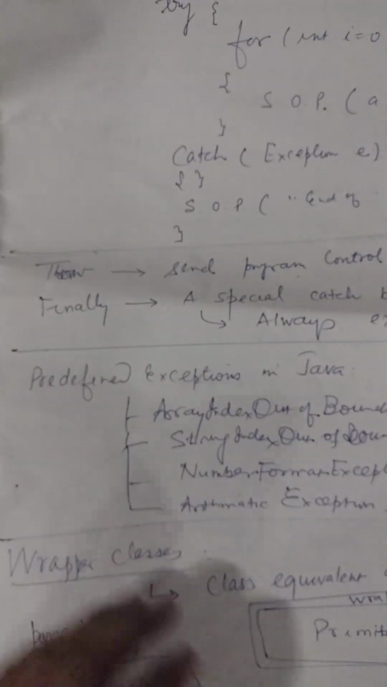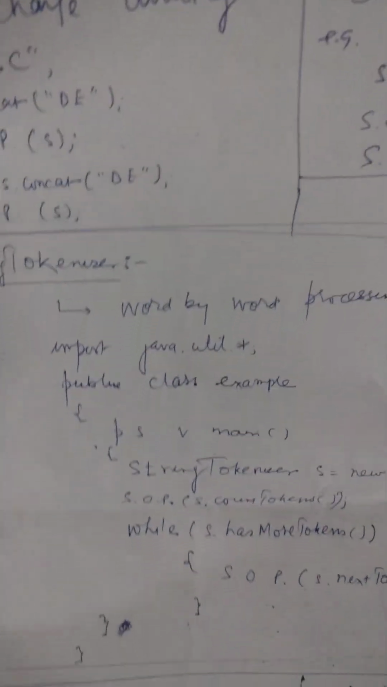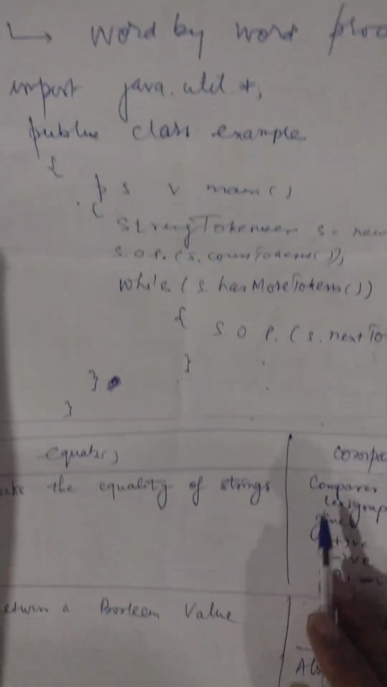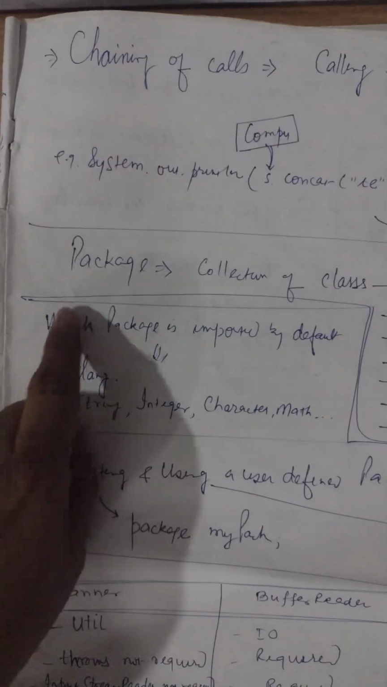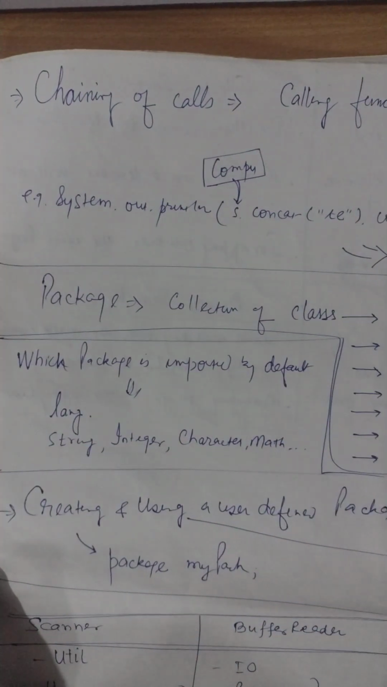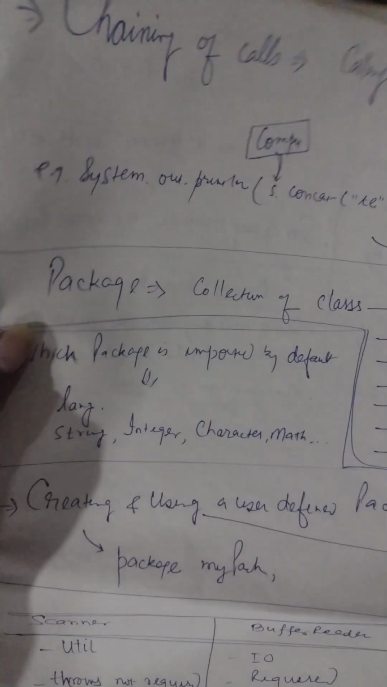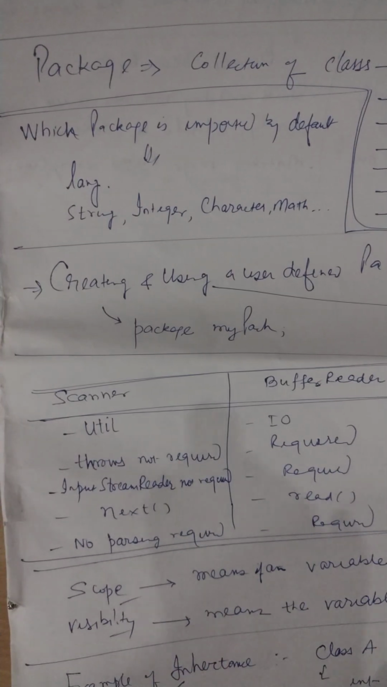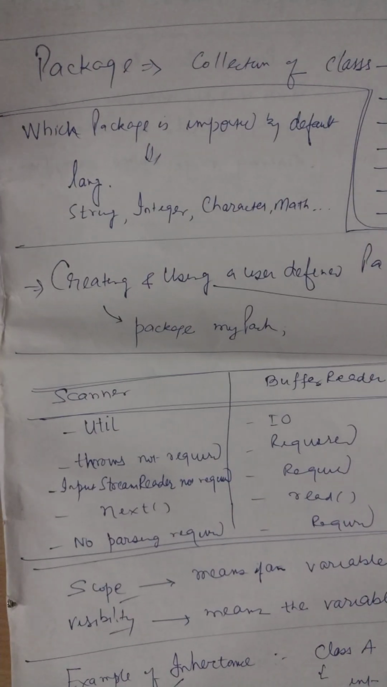Then what is wrapper class? That definition is mentioned in this note. So I'm just showing you the trick of how to write those notes in your own language, in your own handwriting. String tokenizer, equals and compareTo, the difference in these two. Then chaining of calls. What is package? Package is a collection of classes, right? So these are the classes that could be part of the package. Then what is scanner? What is buffered reader? What is abstract class? What is scope? What is visibility? Scope means whether a variable is accessible or not, so that scope will be defined.